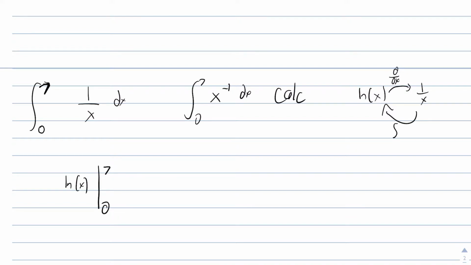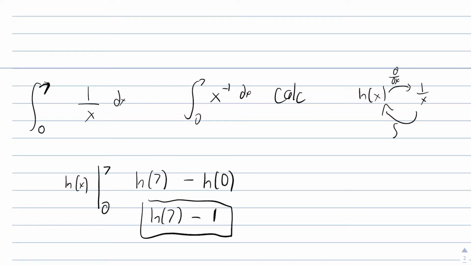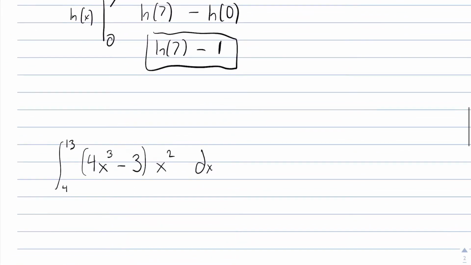So ln of x from 7 to 0. Well, ln of 7 minus ln of 0. And I don't really want to whip out my calculator and calculate that, so I just know that ln of 0 equals 1. So it's just ln of 7 minus 1 for that one. That's the area under that.